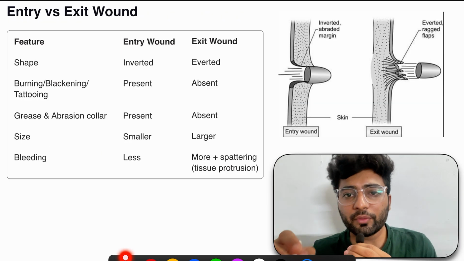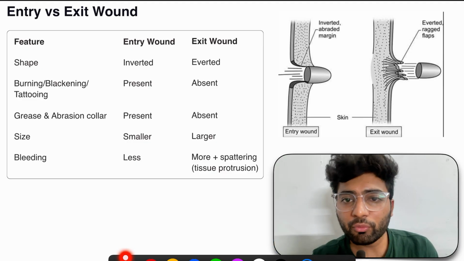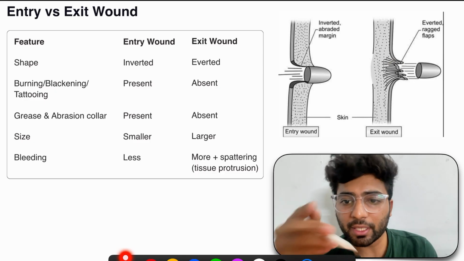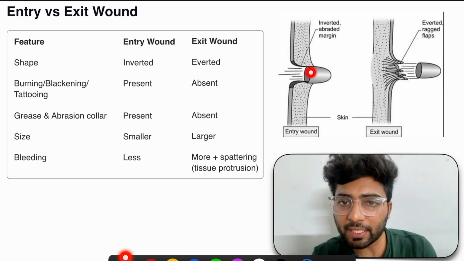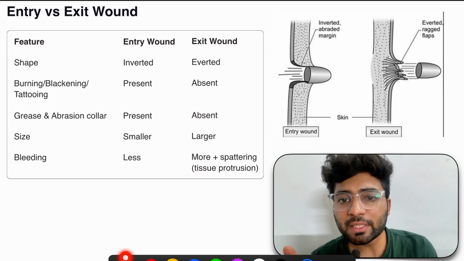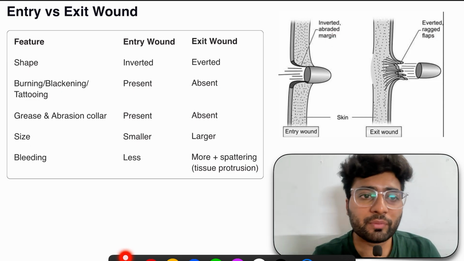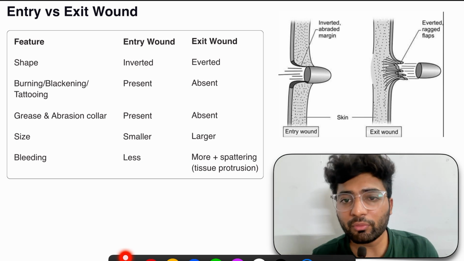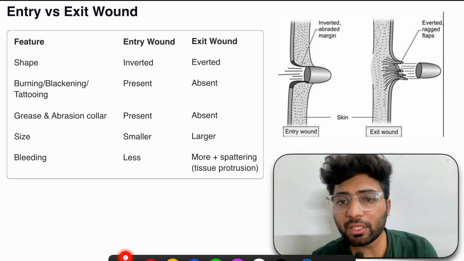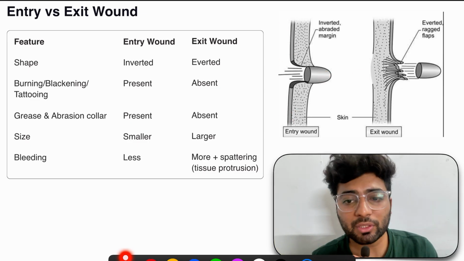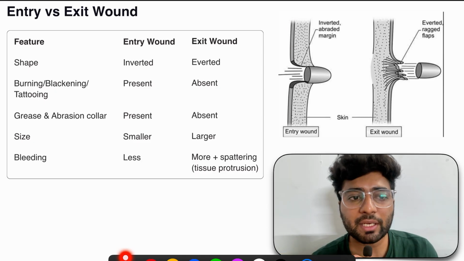Now what is the difference between entry and exit wound? See, this is an entry wound. You can see these margins are inverted, and here in the exit wound they are everted outside. So we have a difference in margin, where inverted and everted margins are there. Now we know that burning, blackening, tattooing will only occur in the entry wound, right? The smoke and everything will not pass over here. So we have burning, blackening, tattooing over here only. Grease and abrasion collar also are found in the entry wound only.